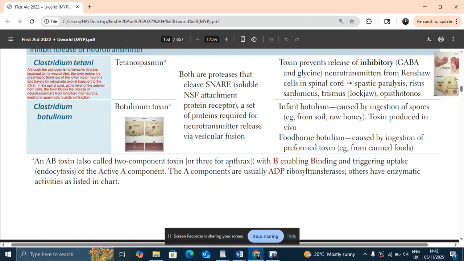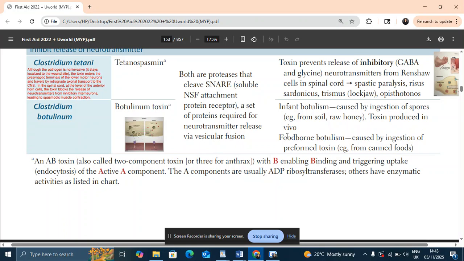There are two types of botulism: infant botulism and foodborne botulism. Infant botulism is usually seen in infants under the age of 1 year. It is caused by ingestion of spores from soil or raw honey, and toxin is produced in vivo. Very important point: infants eat spores and not toxin. So infants eat spores, and toxin is made inside the body.